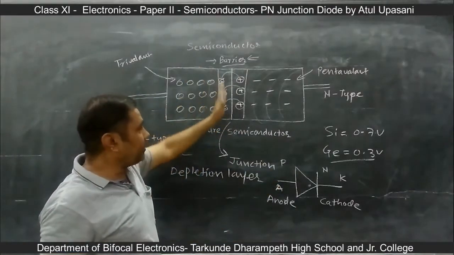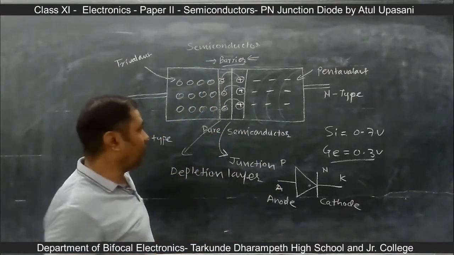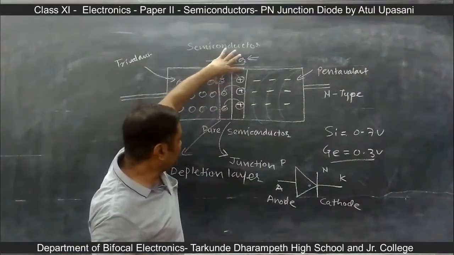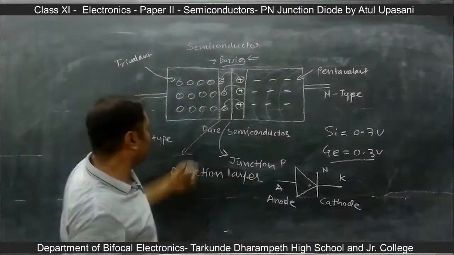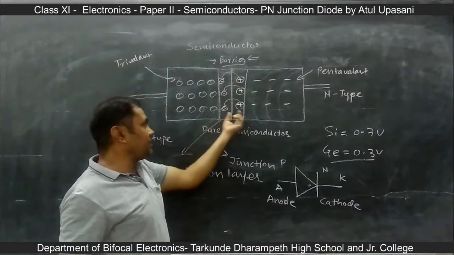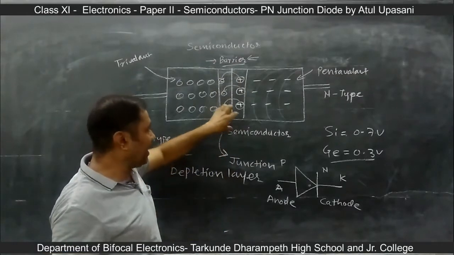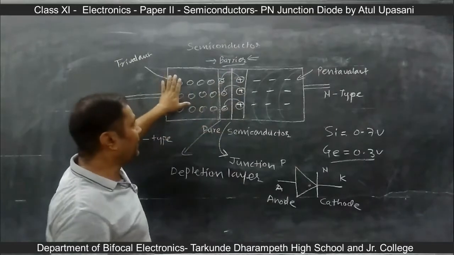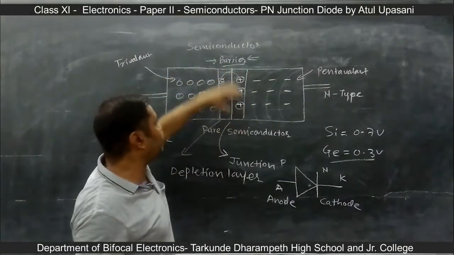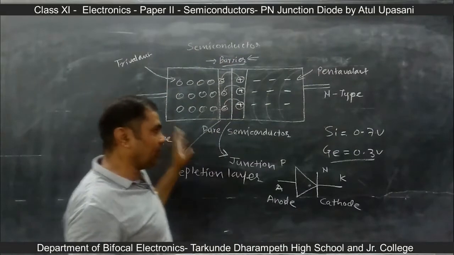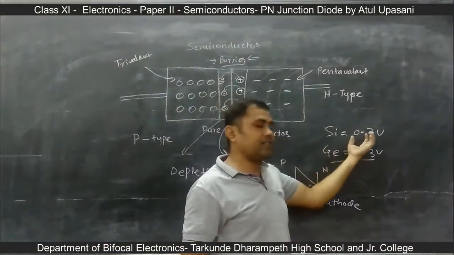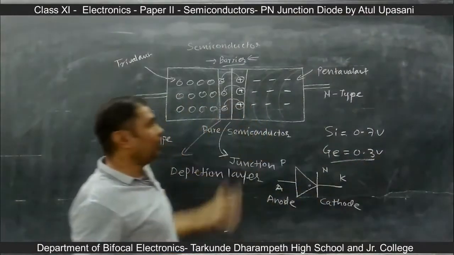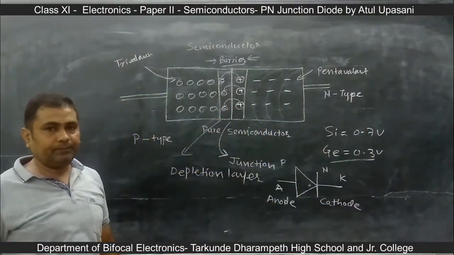And when they meet, there is a formation of opposite ions, positive on the N side and negative on the P side, and this ion wall is called the depletion layer. And if there is a difference of ions, they will have some potential, and that potential creates a barrier between P type and N type. So that is why it is called the potential barrier. This potential barrier is 0.7 volt in case of silicon, and 0.3 volt in case of germanium. So this is how a PN junction diode is formed.